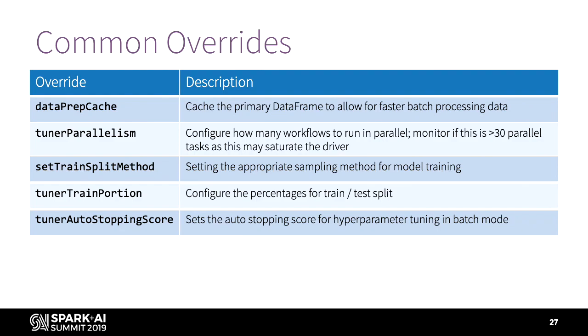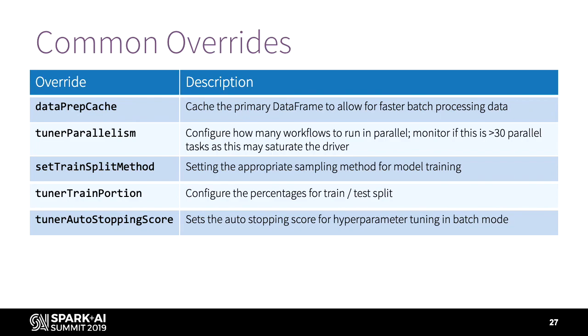The next one is train split method. In some of the EDA of this loan data set that we explored earlier, we saw that there was a pretty significant class imbalance. And so we wouldn't want to do random sampling. We want to move towards something more like stratified sampling that's going to account for that class imbalance. And so you can use this train split method to adjust your sampling method. The next one is tuner train portion. This is just allowing you to configure your percentages for test and split. I think the default is 80-20, but again, it's something really common that data scientists have preference over.